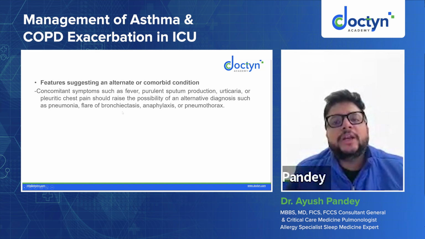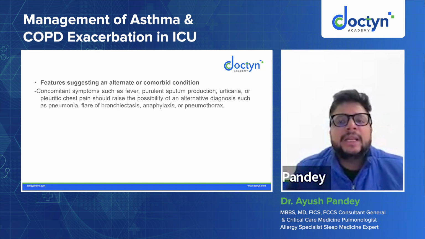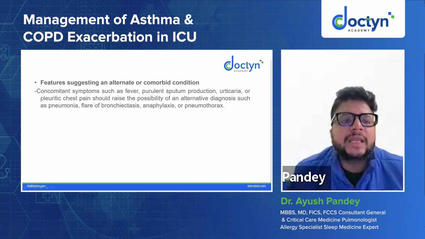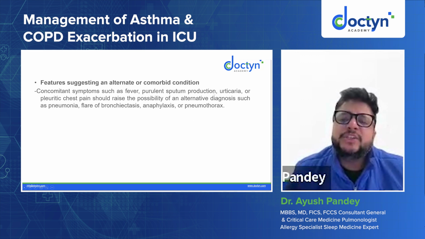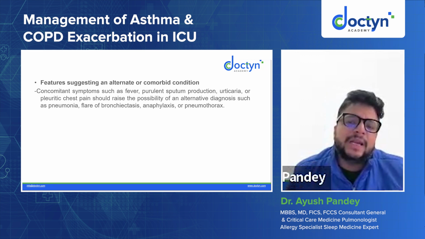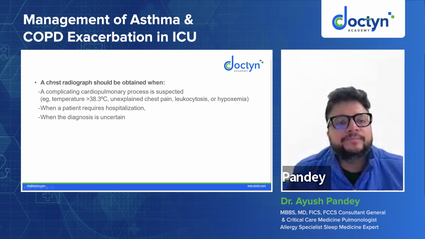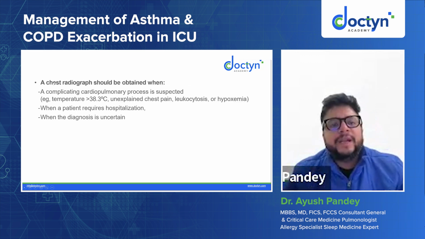Features suggesting an alternate or comorbid condition, so concomitant symptoms like purulent sputum production, urticaria, pleuritic chest pain. Look out and rule out the other diagnoses, especially bronchiectasis, pneumothorax, because COPD patients are more prone to develop pneumothorax, maybe hydropneumothorax because of bullous lung disease, because of the bulla, underlying development of small cysts, air-filled sacs. So a chest radiograph should be done.